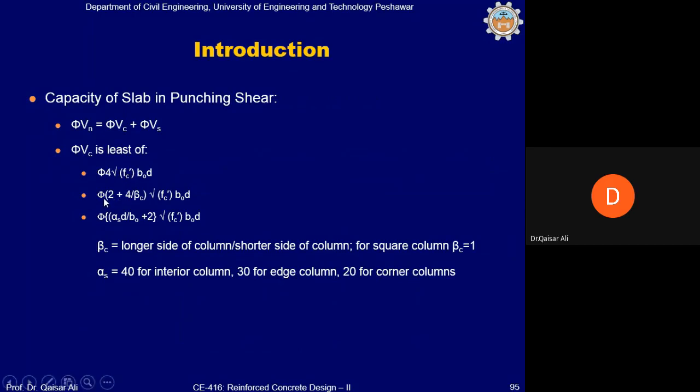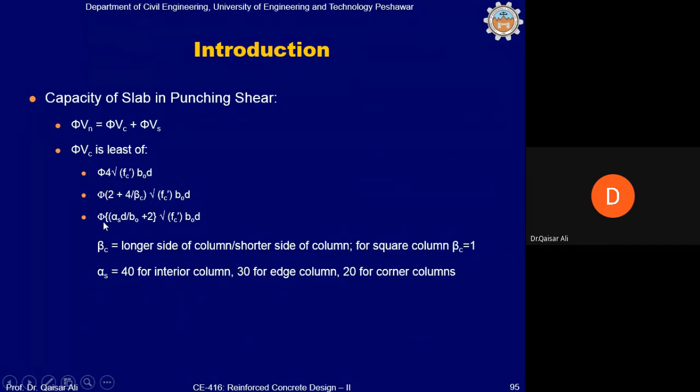In equation number 2, beta c is a new term. Beta c means the longer side of the column to the shorter side of the column. For a square column, this will be equal to 1. So for a square column, this will become 2 plus 4, 6 times root fc prime b naught d. And for a rectangular column, for example, if the ratio of long to short is 2, this will become 4 divided by 2, 2 plus 2, 4. Again, it will become like this equation.